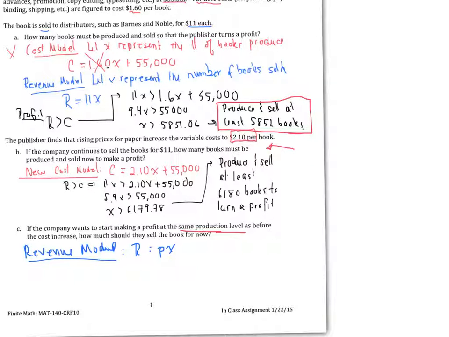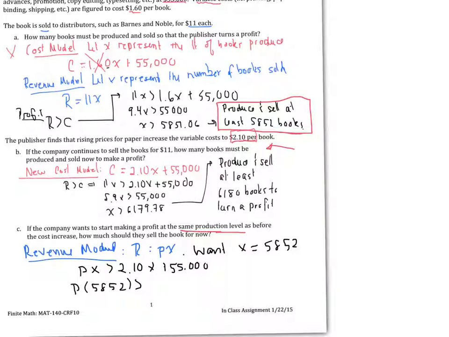So remember that X represents the number of books on both of these, how many we sell and how many you produce. And so what they're telling us is that if the production level is the same, they want X to be 5852. And so I still want the revenue model, the revenue PX, to be greater than the new cost model. But what I want to do is keep X at 5852. And what that means is that you're going to plug in 5852 for X on both sides of this inequality, and then you're going to solve for P.